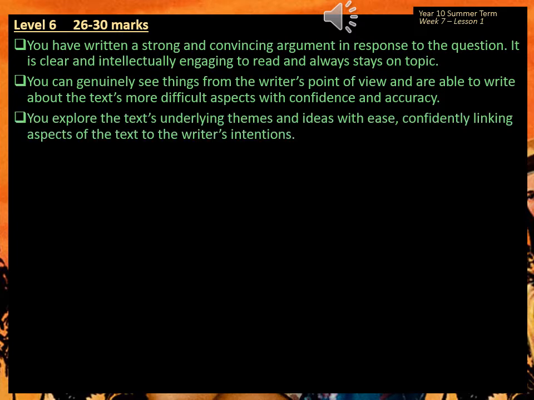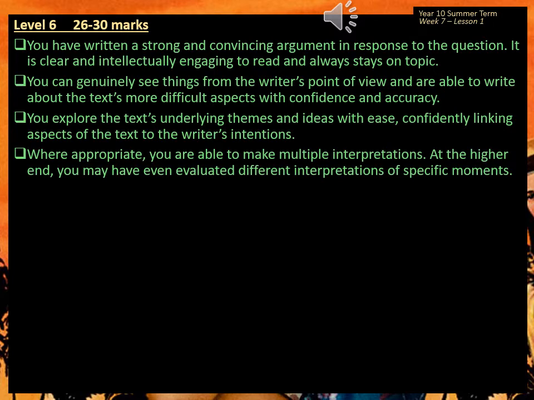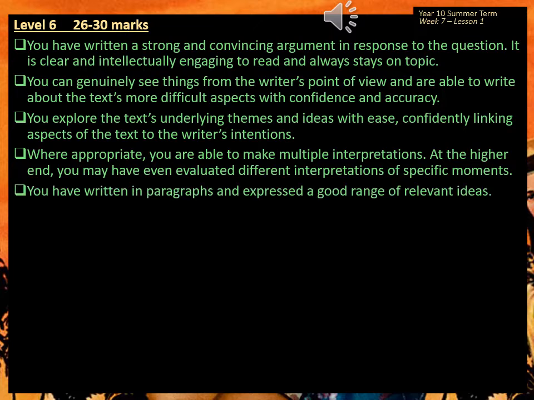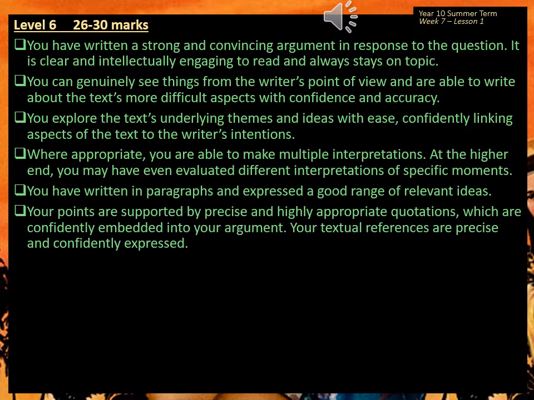You explore the text's underlying themes and ideas with ease, confidently linking aspects of the text to the writer's intentions. Where appropriate, you are able to make multiple interpretations. At the higher end, you may have even evaluated different interpretations of specific moments. You have written in paragraphs and expressed a good range of relevant ideas. Your points are supported by precise and highly appropriate quotations, which are confidently embedded into your argument. Your textual references are precise and confidently expressed. At the higher end, your analysis is standout impressive.